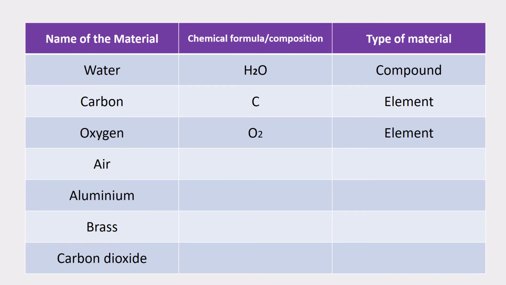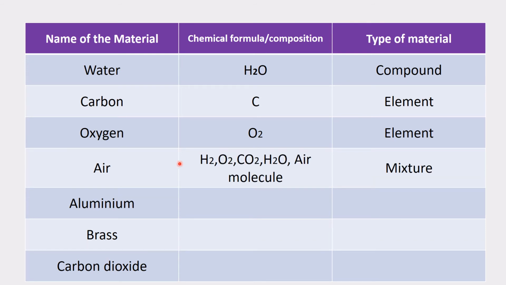Now next we'll move towards air. Air contains different types of elements and compounds: hydrogen, oxygen, carbon dioxide, H2O, water. All these are air molecules. This is a mixture because different types of elements and compounds are mixed. Now we'll move towards the next element, aluminium. In aluminium, the chemical formula is Al and the type of material is element.